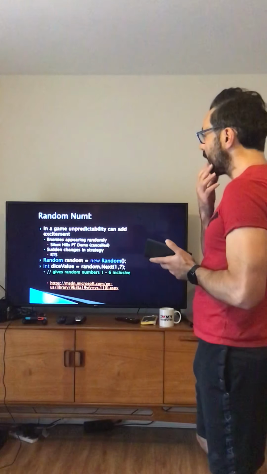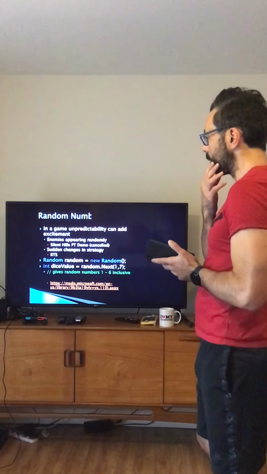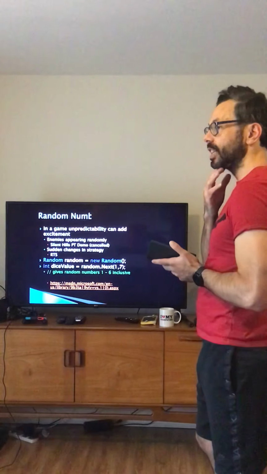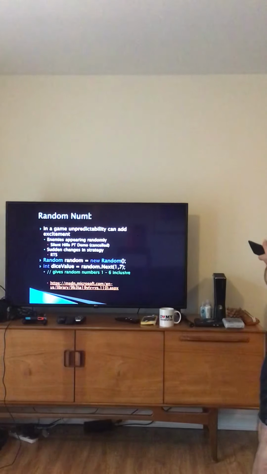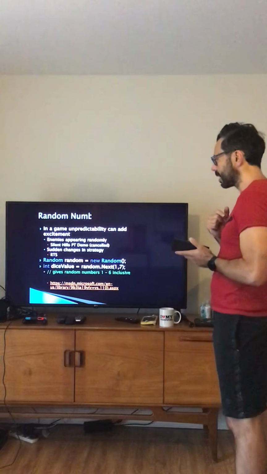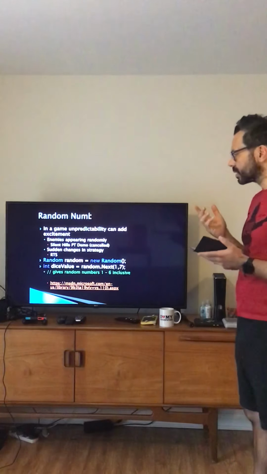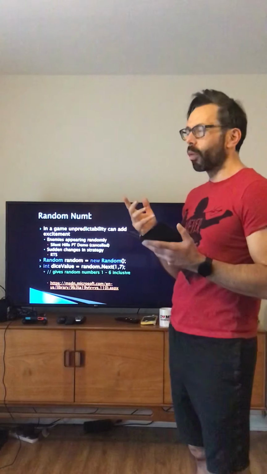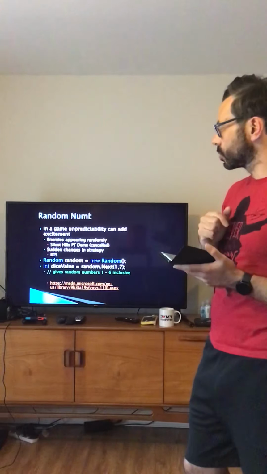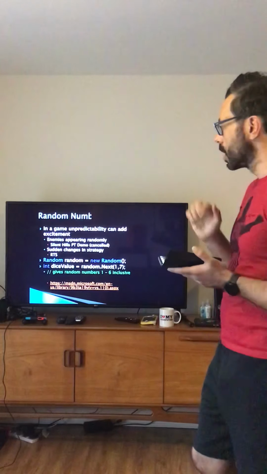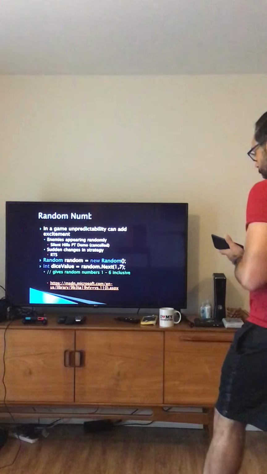In games, unpredictability can more or less equate to excitement. So enemies appearing randomly. There's a Silent Hills demo that was cancelled, but it had sudden changes of where the horrible ghostly character appeared. That was done through random number generation. So in the lab today you've got a random number generation exercise.